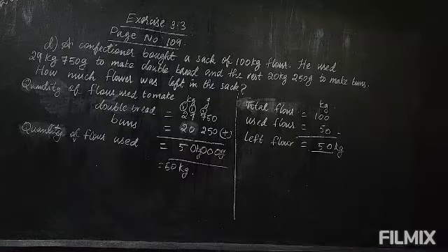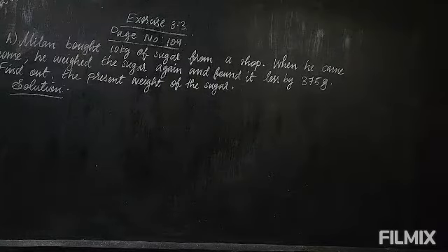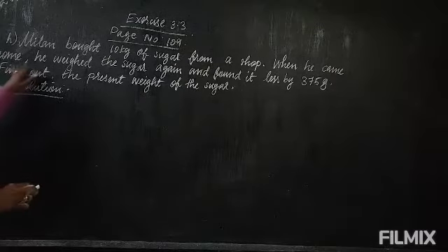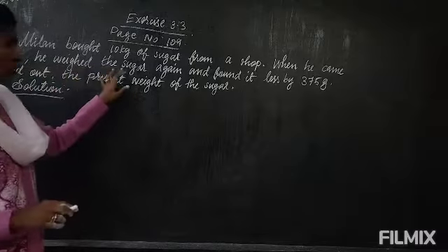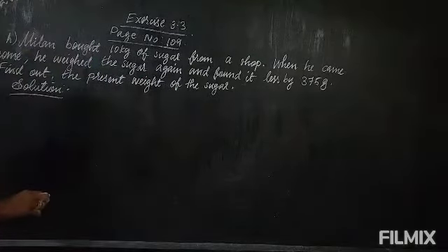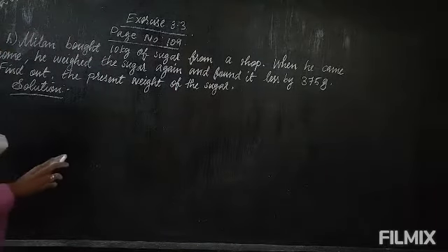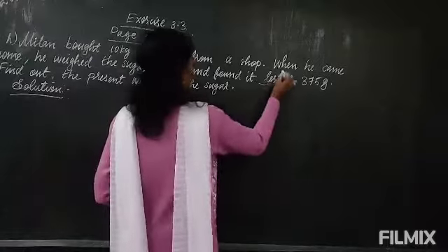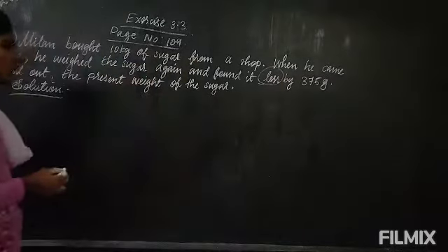Okay, let's see now from the exercise, the H1. Okay, now the next one. Milan bought 10 kg of sugar from a shop. When he came home, he weighed the sugar again and found it less by 375 gram. Find out the present weight of the sugar. So you have to minus, I told already, found it less. So this is a keyword for subtraction.